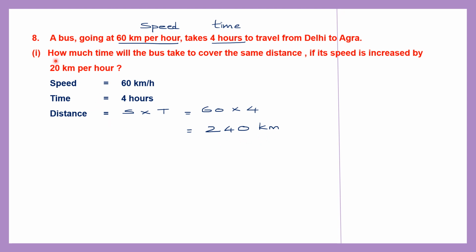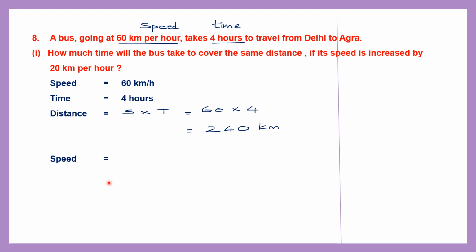Now let's look at the main question. How much time will the bus take to cover the same distance, that means 240 kilometers, if the speed is increased by 20 kilometers per hour? So the initial speed is 60 kilometers per hour. Now we're going to increase it by 20. That means add 60 plus 20, we'll get the speed. And we have the distance. Now we have to find the time.